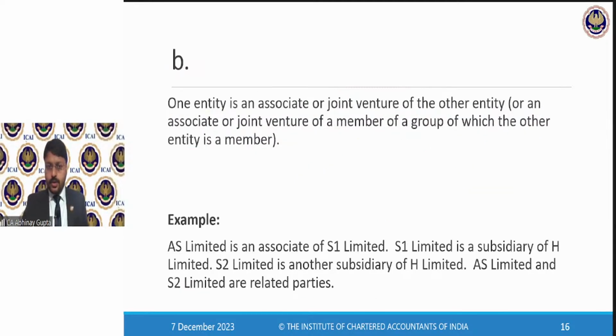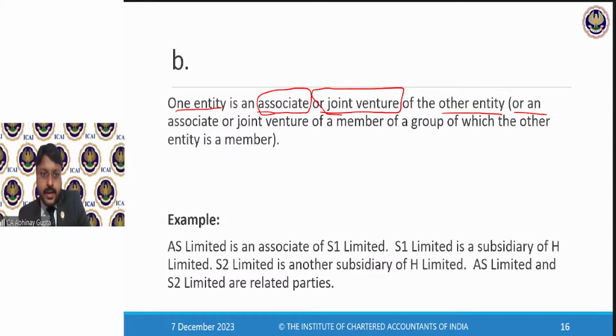This is the easiest one. Okay, let's see the next. One entity is an associate or JV of the other entity, or an associate or JV of a member of the group of which the other entity is a member.